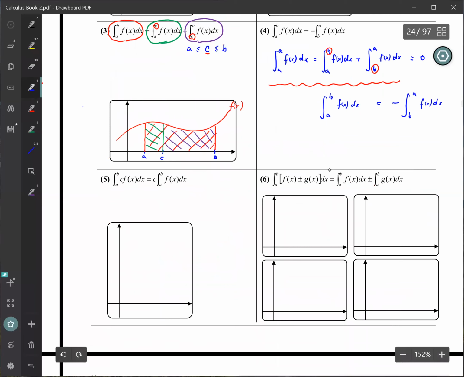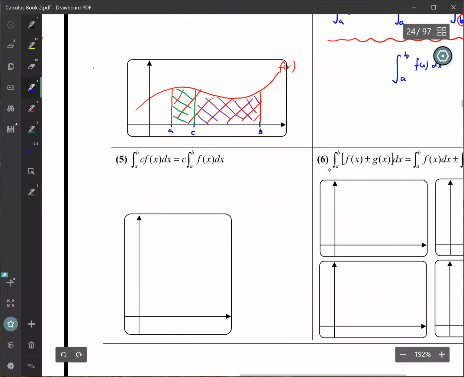Okay, next one is the constant. It's saying the constant can be pulled outside. There's a constant C over there, and you can pull it outside. So, for example, let's use a straight line, it will be easier to understand. Let's say the function is y equal x.